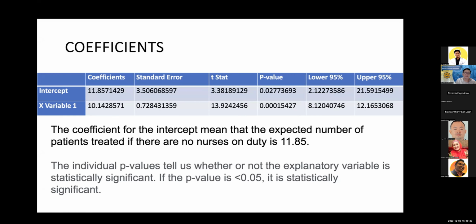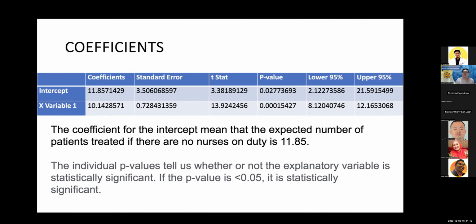So we already mentioned this also. Ang important din dito is yung individual p-values tell us whether or not the explanatory variable is statistically significant. So we look at the p-value of the x variable. We can see that the p-value is 0.00015, which is less than the p-value of our null hypothesis. So we can say that it is statistically significant. Which means we reject the null hypothesis, which means there is a relationship between the number of nurses on duty and patients treated.